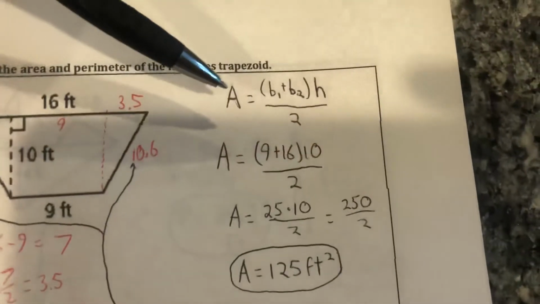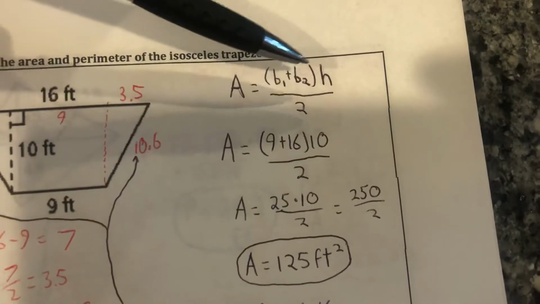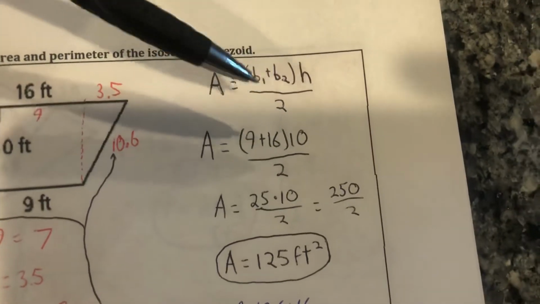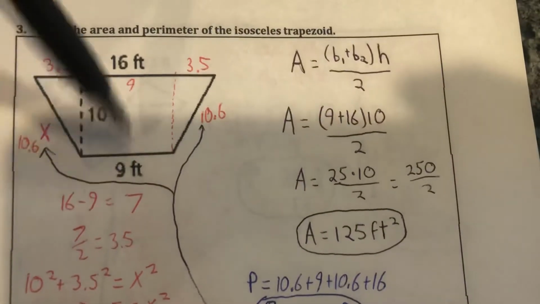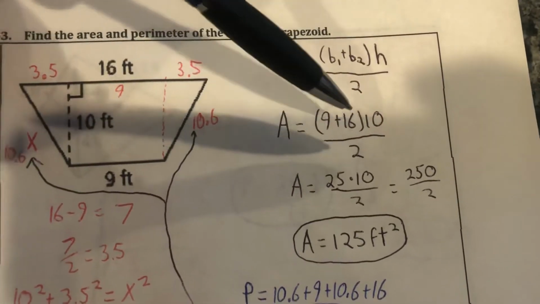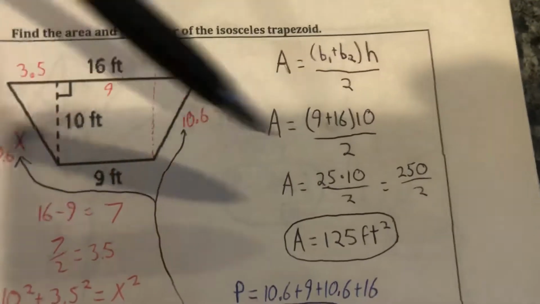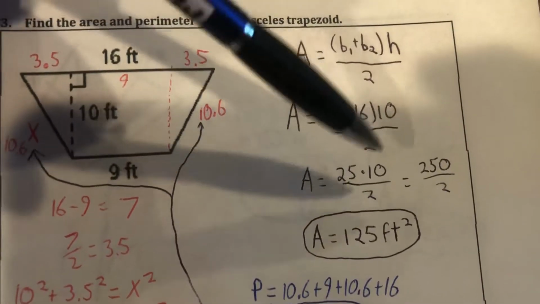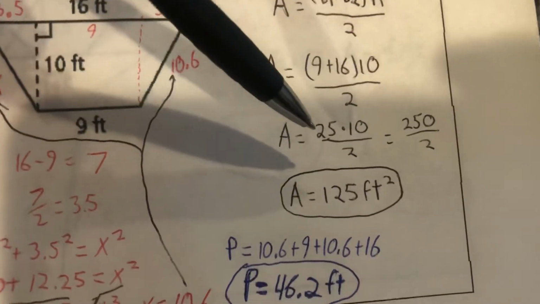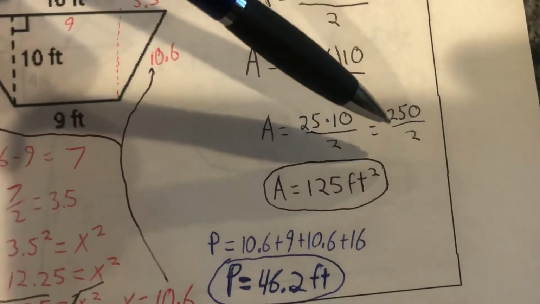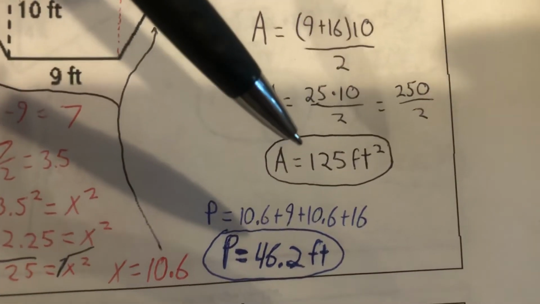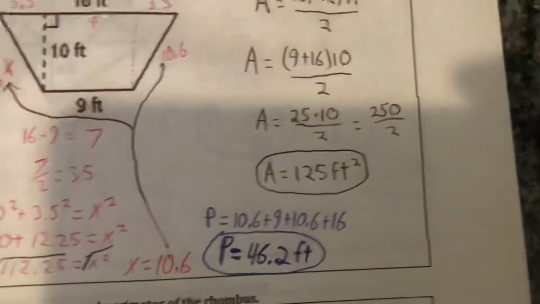We can get right into area equals base 1 plus base 2 times the height divided by 2. So our two bases, we have 9 and 16. We're going to be adding those together to get 25. For our height, we have 10, and then we'll be dividing everything by 2. So we get 25 times 10 is 250. When we divide that by 2, it gets us an area of 125 feet squared.